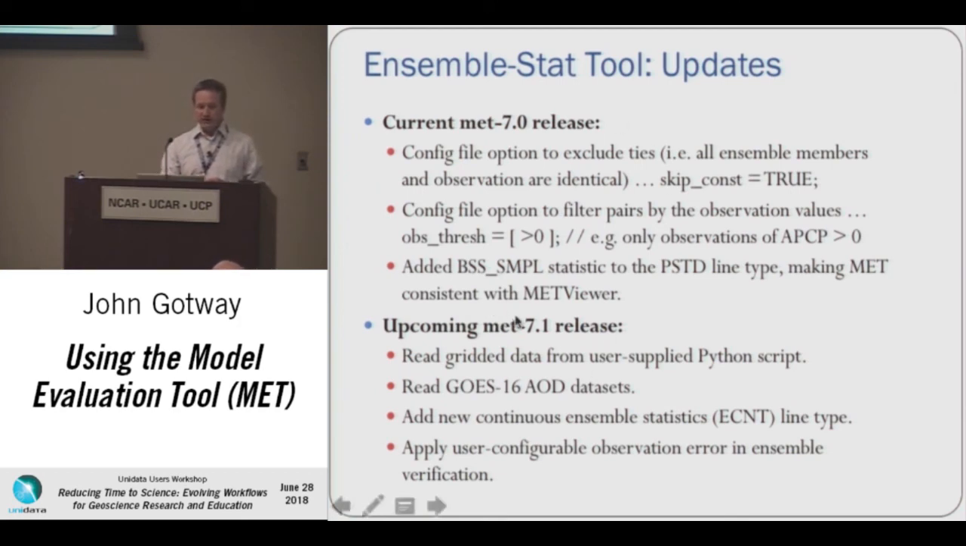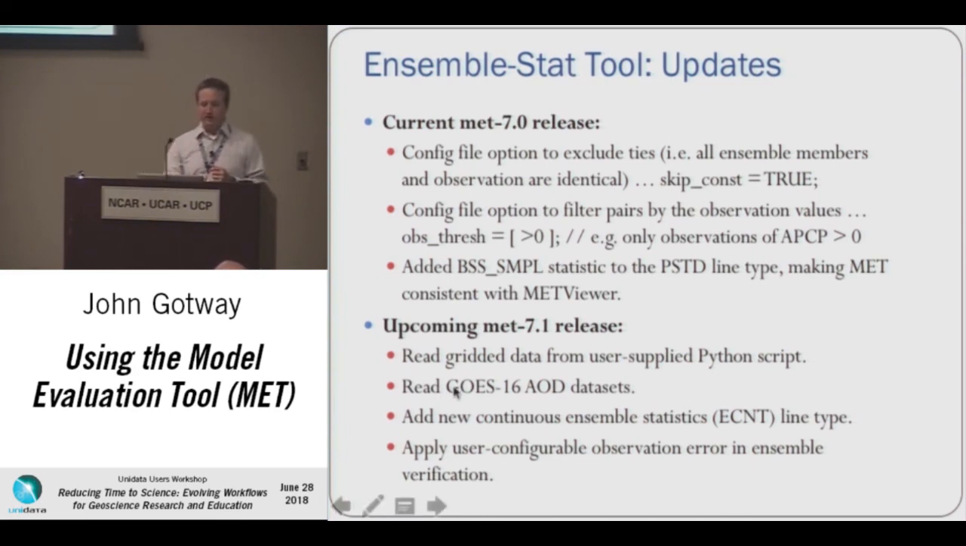Upcoming in the MET 7.1 release, we've enhanced the config files. In the examples, I showed you the syntax for pulling data from grib1 and grib2 files. We're enhancing the config files to enable you to specify a Python script: the user writes a Python script which pre-processes their data in whatever way they like and loads it up into an Xarray with the right metadata, and we read that in memory. So that, I think, will open up MET to a much wider range of applications.